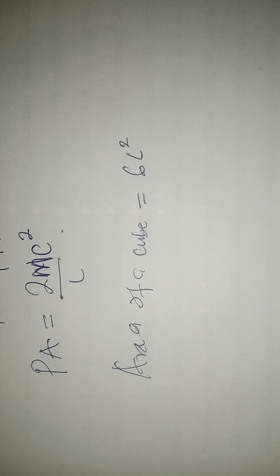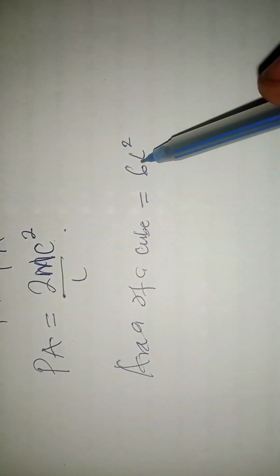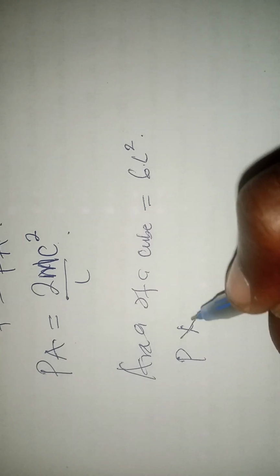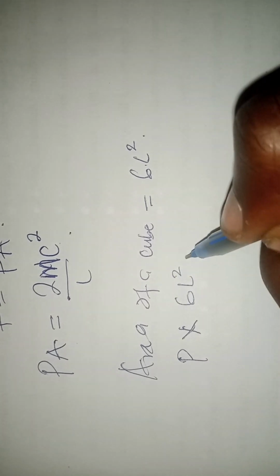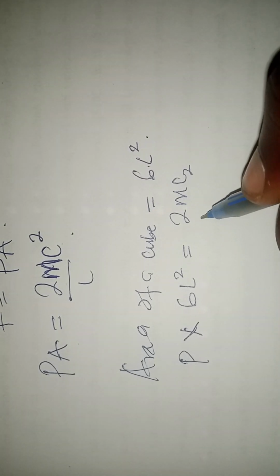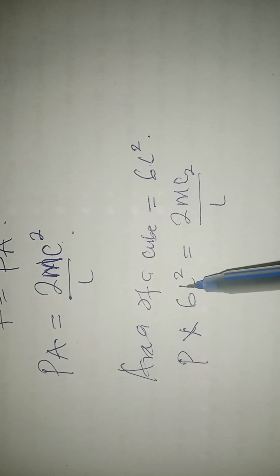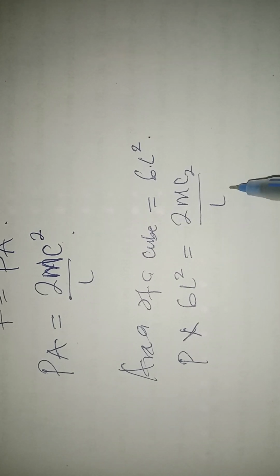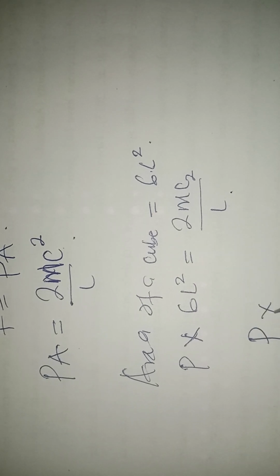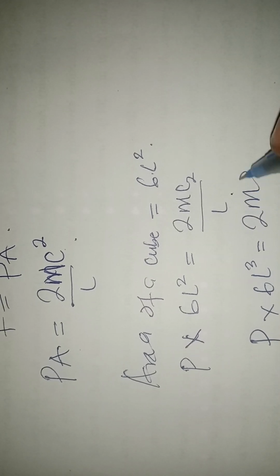So now what next? We can now replace this A with 6L square. So P times 6L square is equal to 2mc square all over L. So since we have L here, we have L here, we can say L square times L. Then we have P times 6L cube is equal to 2mc square.